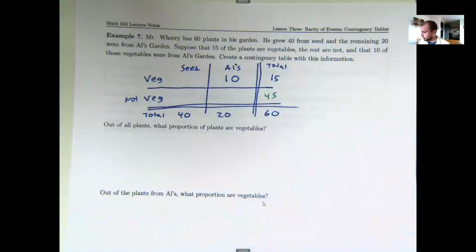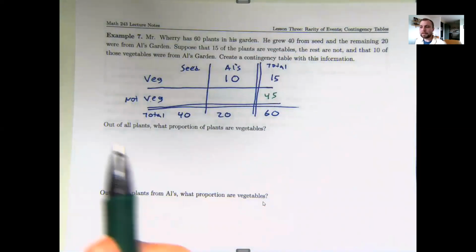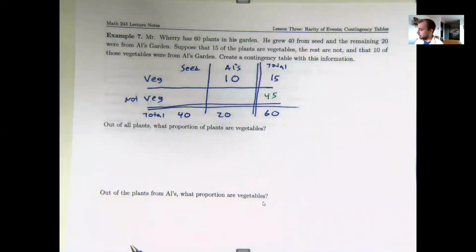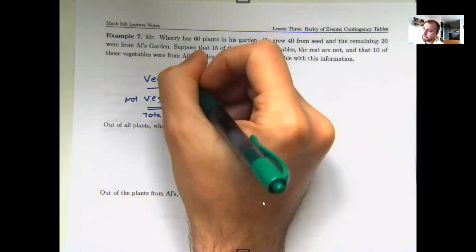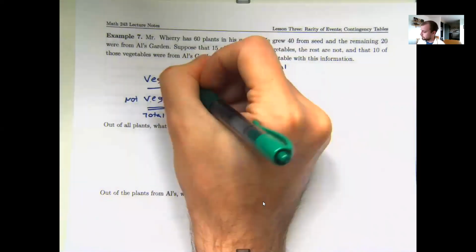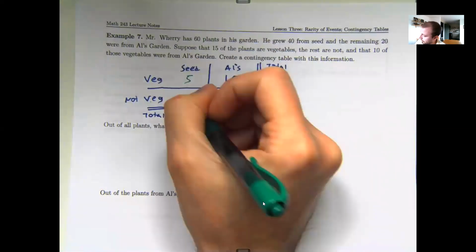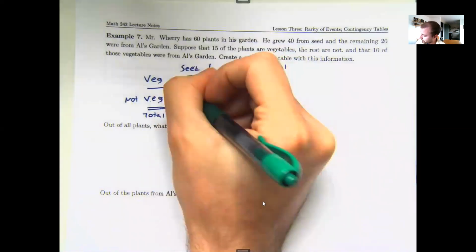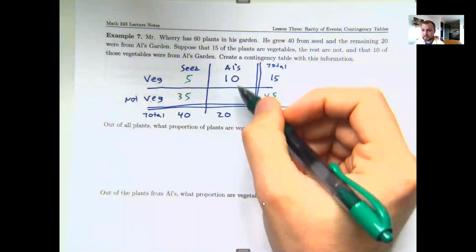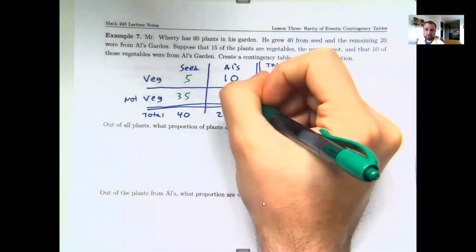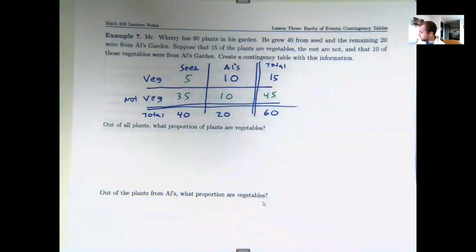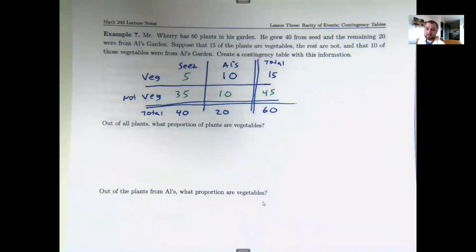And I like these. These remind me of Sudoku. These are just little brain teaser puzzles at this point. I just have to make sure that everything adds up correctly. Something and 10 gives me 15. 5 and 10 gives me 15. 5 and 35 give me 40. 10 and something gives me 20. I'm pretty sure 10 and 10 gives me 20. Double checking, 35 plus 10 gives me 45. This is looking pretty good.